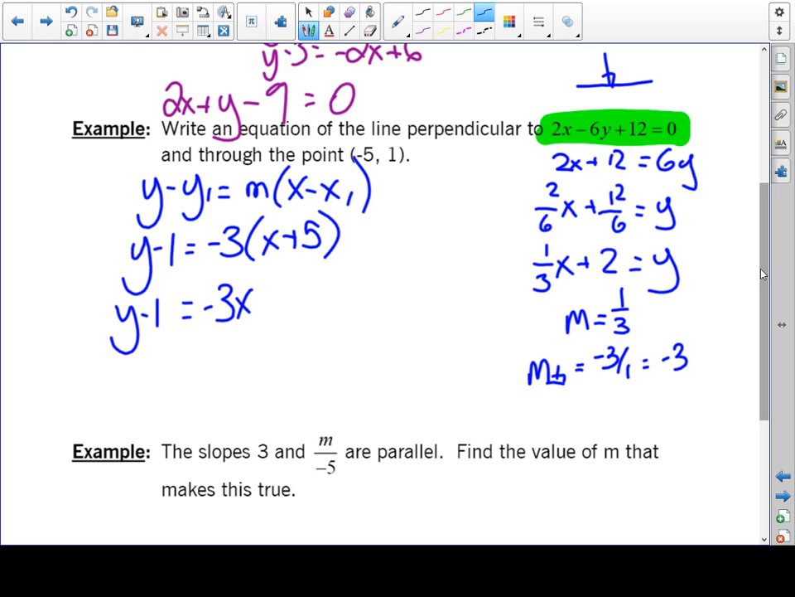So we get negative 3x minus 15. And then because x is negative, bring it over to the left side so x is positive. So we get 3x plus y. The minus 1 is minus 1, but the 15 comes over and it becomes positive. So negative 1 plus 15 is going to be plus 14 equals 0. Done.